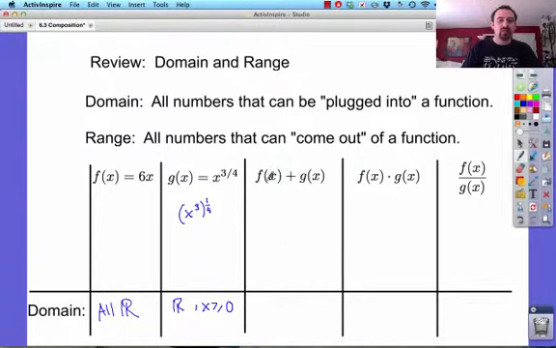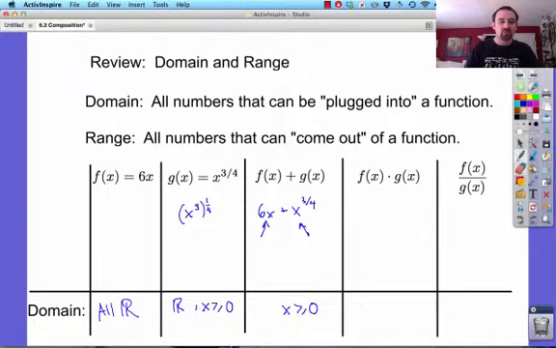Now let's take a look at f of x plus g of x. That's going to be 6x plus x to the 3/4. Now, let's see what we can plug in here. I can plug positive numbers in here, no problem. But if I try to plug a negative number in, it's okay here, but here we have a problem. So the domain of this function is going to be the same as the domain of g. All real numbers such that x is positive. Okay, and in this case, we really don't need to write the reals there.